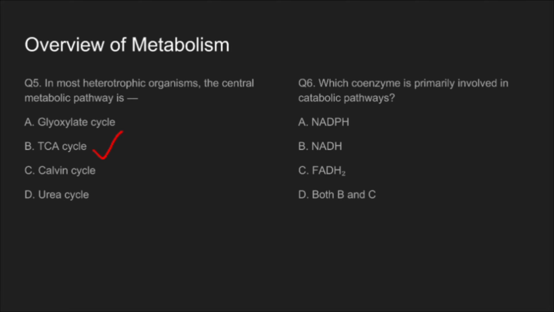Now question number 6. Which coenzyme is primarily involved in catabolic pathways? Your options are A, NADPH, B, NADH, C, FADH2, D, B and C. The correct answer is obviously option D, that is B and C. Catabolic pathways mainly produce reducing equivalents NADH and FADH2 used for ATP generation.